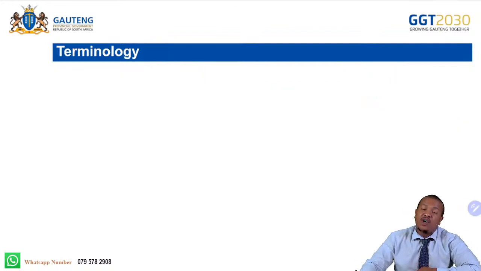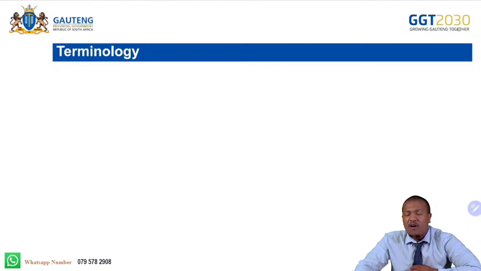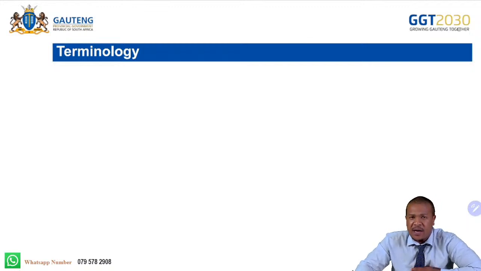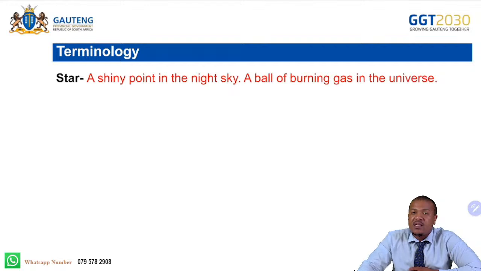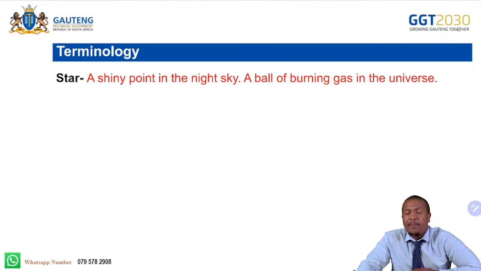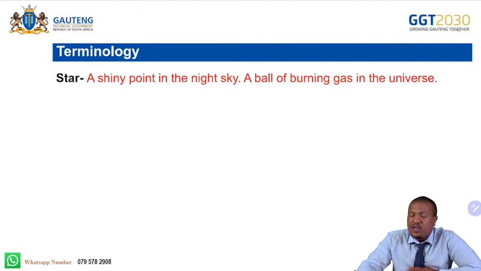Now let's move on with our lesson, starting off by highlighting some of the important terms that you're going to come across as we proceed with our lesson. The first one that we have there is star, right? We have star because today we're talking about the birth, the life, and death of stars, right? So we need to understand what a star is. So a star is simply a shiny point in the night sky or a ball of burning gas in the universe.